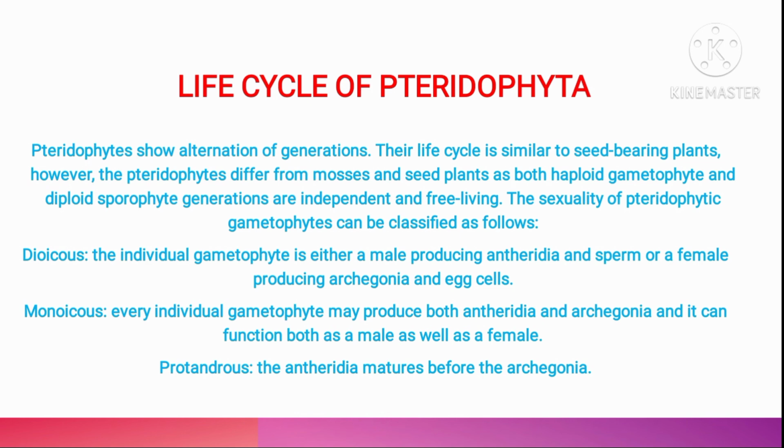The sexuality of pteridophytic gametophytes can be classified as follows. Dioicous. The individual gametophyte is either a male producing antheridia and sperm, or a female producing archegonia and an egg cell. Monoicous.